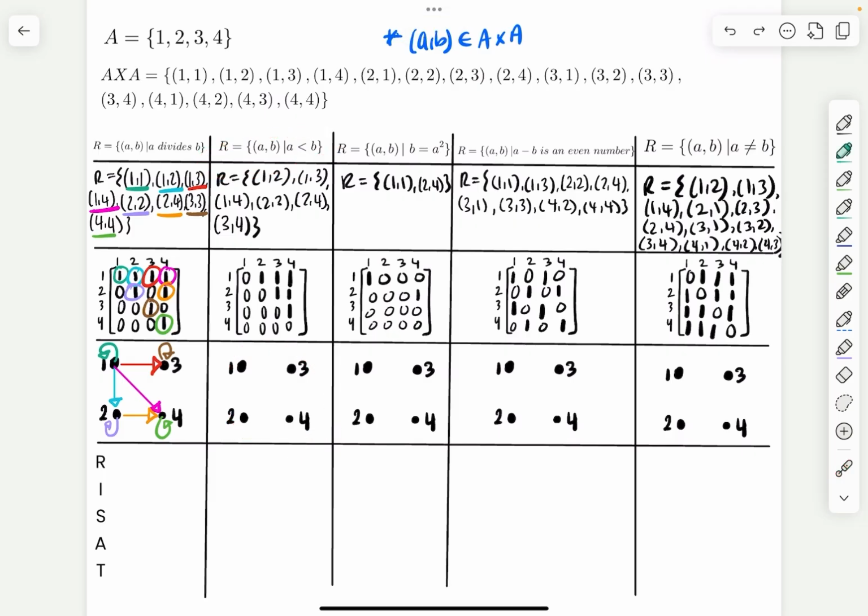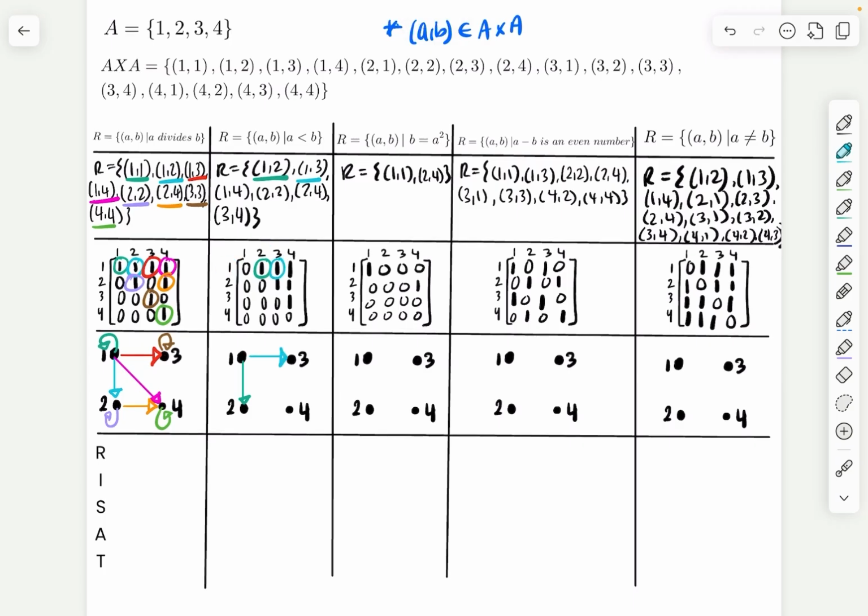Again, you can read it from roster notation. There's an arrow from 1 to 2. Or you can look at the matrix and say, oh, there's a 1. That means arrow. So we draw an arrow from 1 to 2. There's an arrow from 1 to 3, so you do an arrow starting from 1 all the way to 3. There's an arrow from 1 to 4, so we do an arrow from 1 all the way to 4.